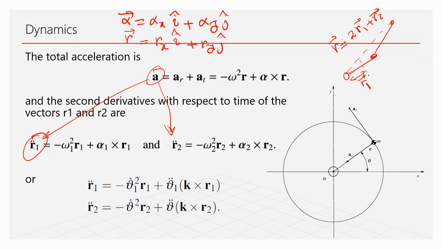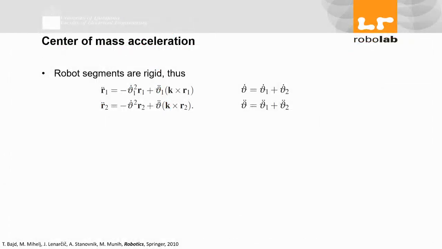Acceleration of mass number 1 is calculated as this, and acceleration of mass number 2 is calculated as this. Now we have both derivatives. We put them here, and we get some calculations. Let's see what we get.